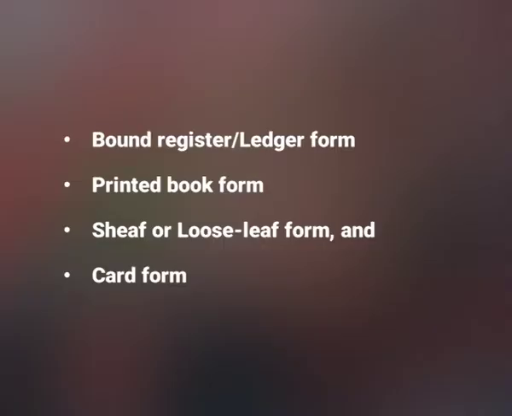In my today's lecture, I will be covering only the conventional forms of library catalog. The conventional physical forms of library catalog can further be subdivided into the following forms: bound register or ledger form, printed book form, sheaf or loose leaf form, and card form. These forms are famous conventional physical forms of a library catalog. Now, I will be discussing these forms with reference to their features, their relative advantages and disadvantages one by one.